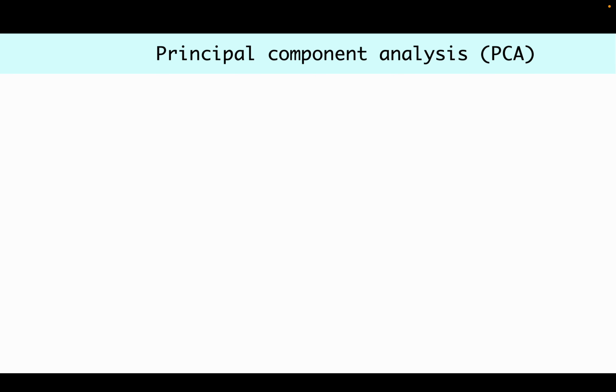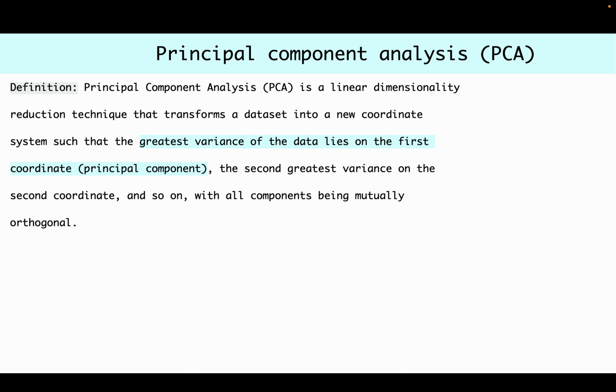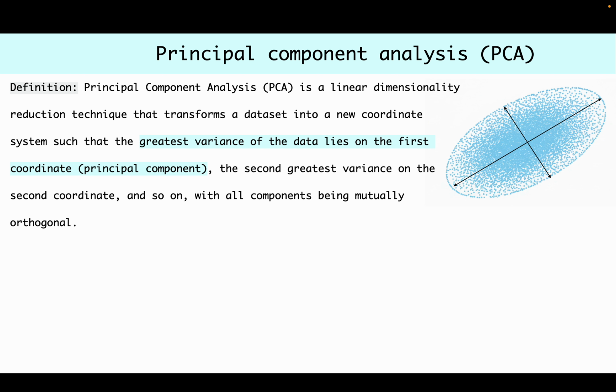Let us now discuss principal component analysis. As we have discussed earlier, it is a linear dimensionality reduction technique where it transforms the dataset into a new coordinate system where the axes of this coordinate system come from the greatest variance. So the first greatest variance gives the first major axis and the second greatest variance gives the second axis. So we would like to transform each of these data points into that particular coordinate system.